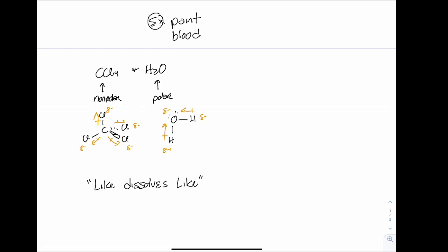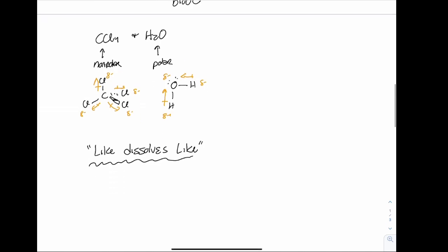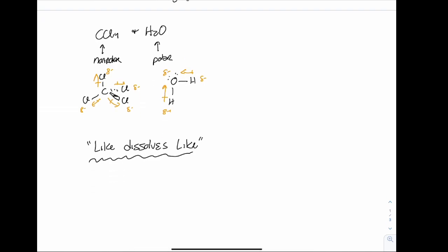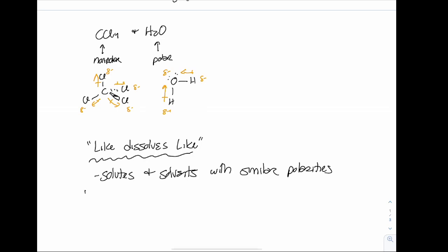And that generally only happens if the types of intermolecular forces that they have are similar. For that to happen, their polarities would need to be similar. So our saying, like dissolves like, is solutes and solvents with similar polarities. It's actually similar intermolecular forces, but those are similar when the polarities are similar, will form solutions.